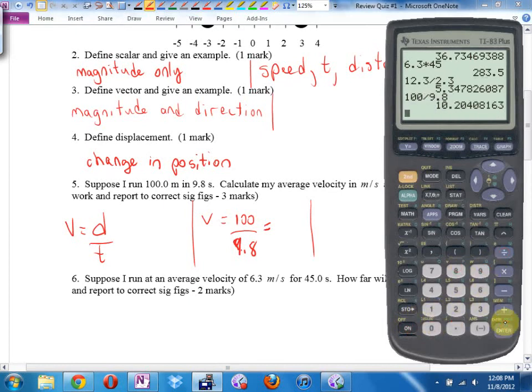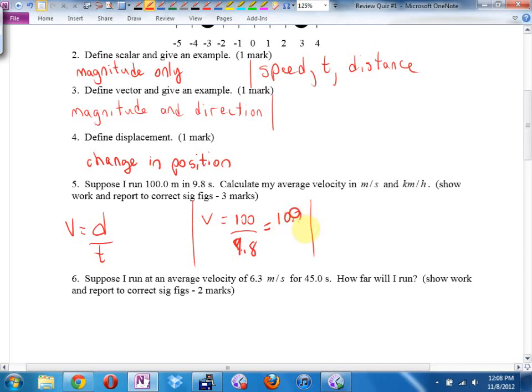And I get 10.2 meters per second. If you said 10 meters per second for the sig figs, I'm good with that. Although technically you should write that, because if you just wrote that, how many sig figs is that? Only 1. I'm not going to take marks off, but I will take a half mark off if you missed the units. So 1 mark for that.